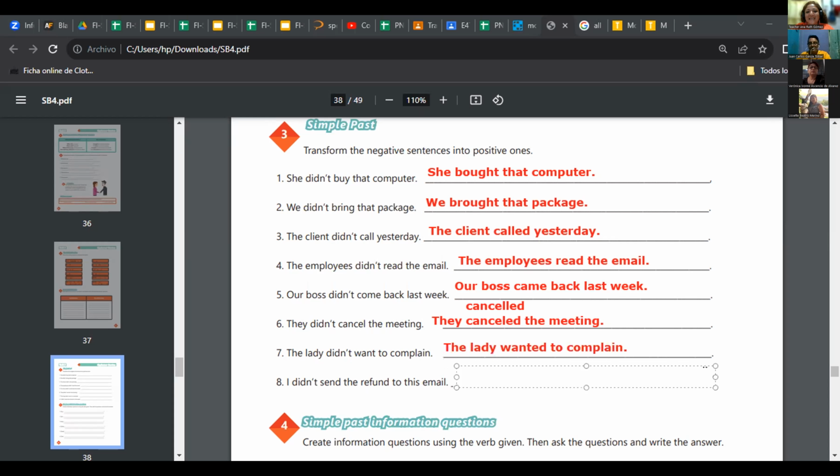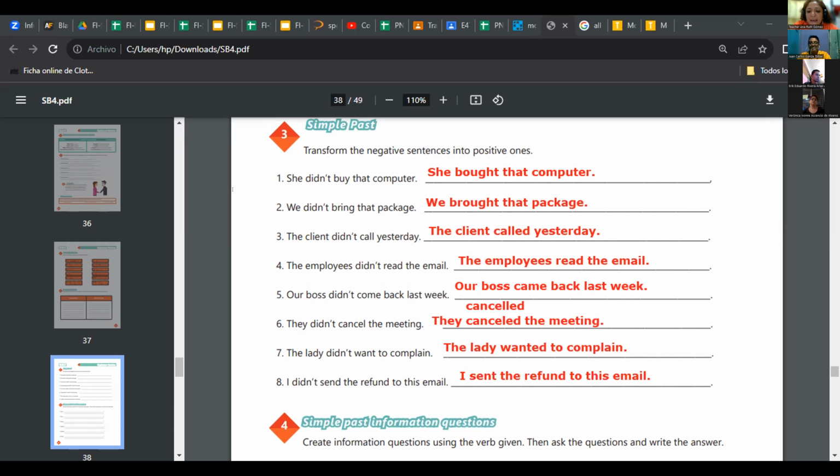Pay attention. I didn't send the refund to this email. So what is it? I sent the refund to this email. Okay, very good, excellent.